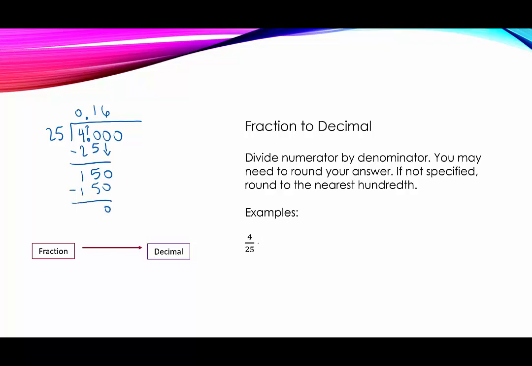All done. Terminating decimal, hooray. We end up with 0.16. So 4 out of 25, the equivalent decimal is 0.16 or 16 hundredths.